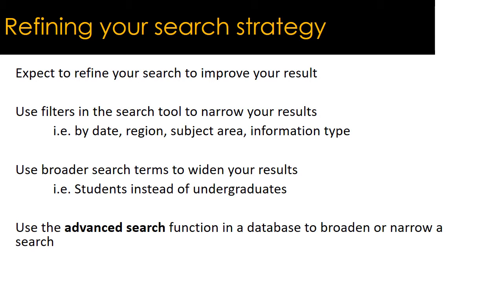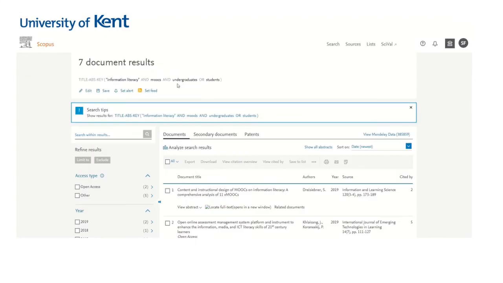You can also look at the advanced search function in a database to help you broaden or narrow the search by selecting different fields to search on. Let's demonstrate this in Scopus. Here is our original search.